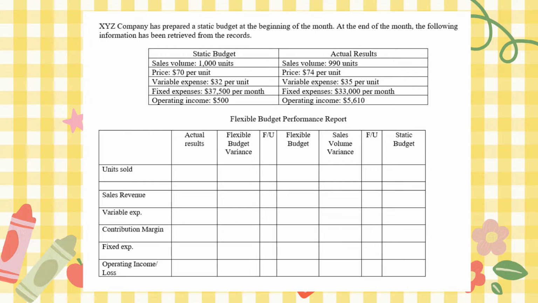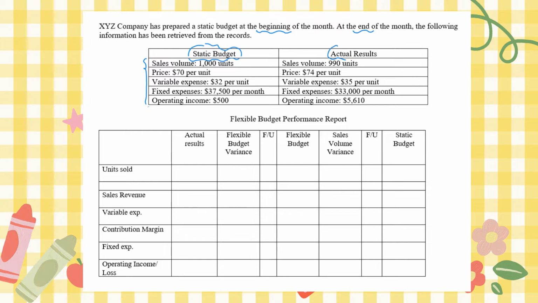XYZ company has prepared a static budget at the beginning of the month. See, it's at the beginning of the month. That's why it's budgeted. I don't know the actual numbers at the beginning of the period. So this is the static budget data. So all of this will be budgeted. All of this will be estimated. At the end of the month, the following information has been retrieved from the records.